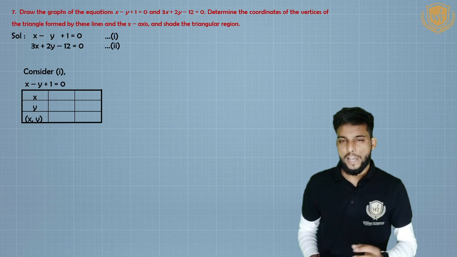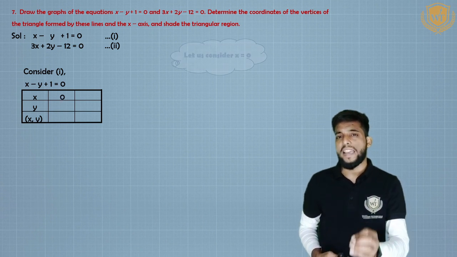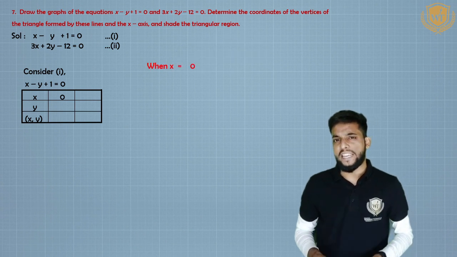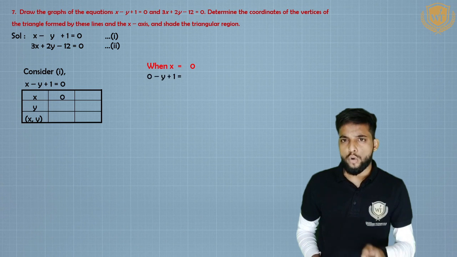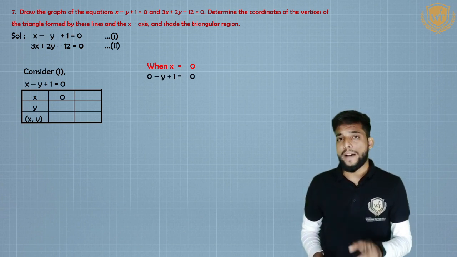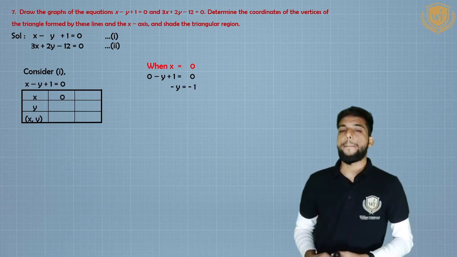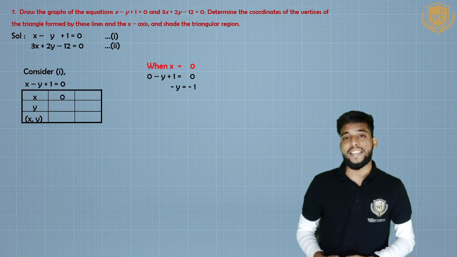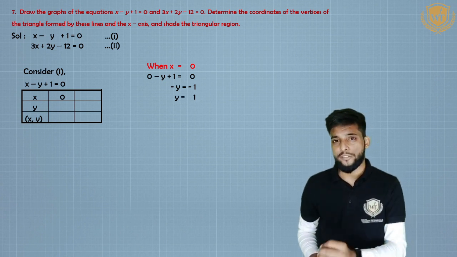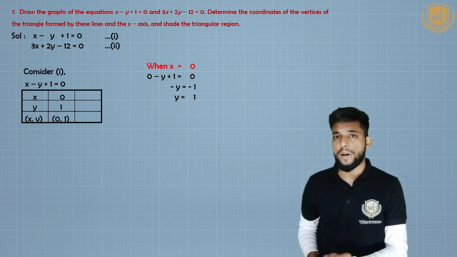Okay. Now, let us take the first value of x this time. Let us assume x as 0. So when x is 0, the equation becomes 0 minus y plus 1 equals 0. So minus y equals minus 1, transposing the 1. Minus signs cancel and the value of y will be 1. Let us write the value in the table. The value of y is 1. So the first point is (0, 1).